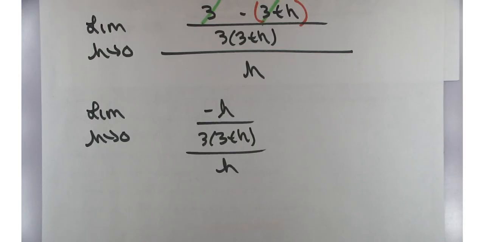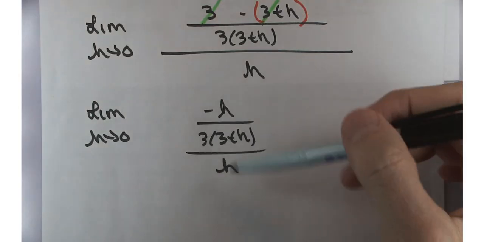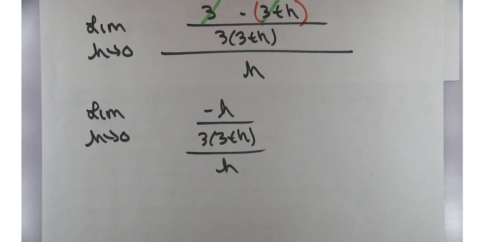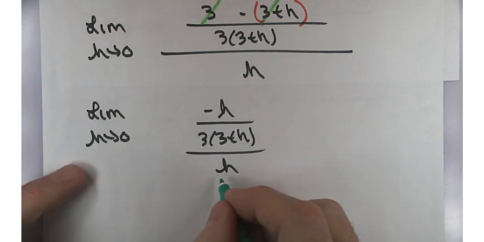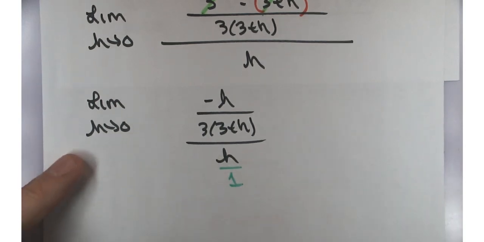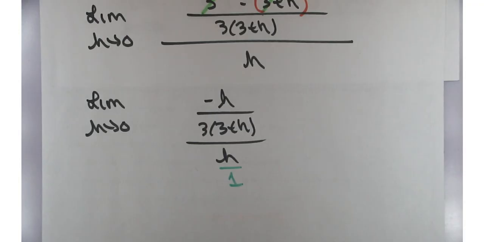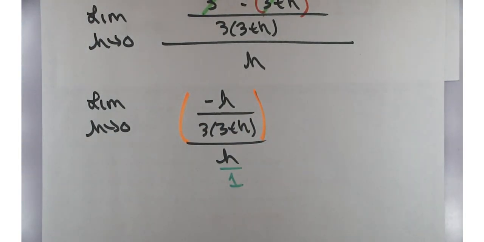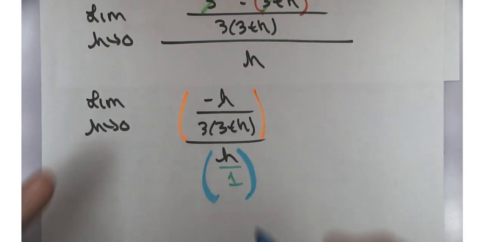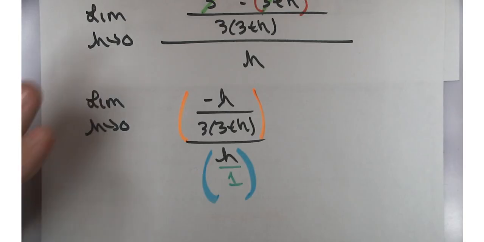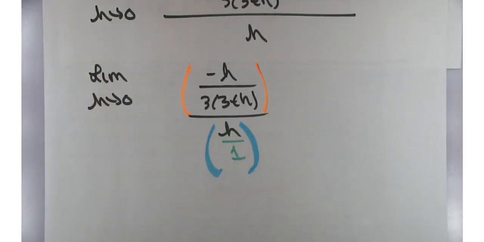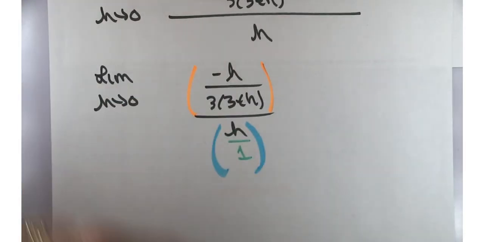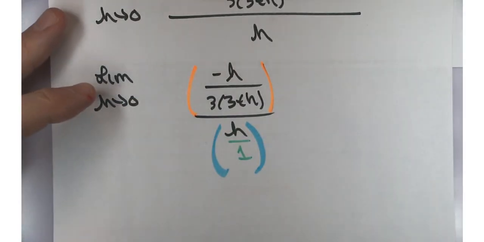You still can't plug in h equals 0 because you'd end up with 0 over 0 again. But there is something we can do. Would it hurt at all if I thought of that as h over 1 in the denominator? Is that kind of the same thing? Yeah, same thing. So I've got a numerator and denominator. And here's the trick. What happens when you divide by a fraction? Take the reciprocal and multiply. Yep, you multiply by the reciprocal.